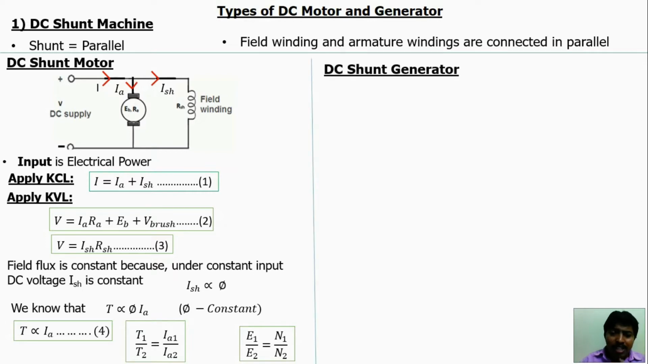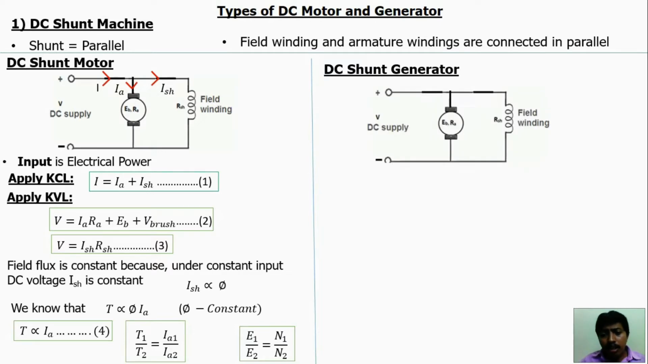For the DC shunt generator, here is the equivalent circuit diagram. The field winding and armature winding are connected in parallel. In the DC generator, voltage is generated at the armature side, and the output is electrical power. Here the armature current is developed, and this current will divide into two parts, Ish and the load current I.